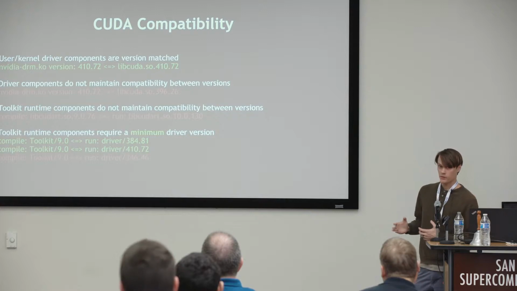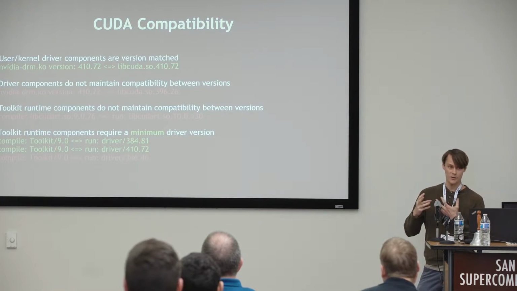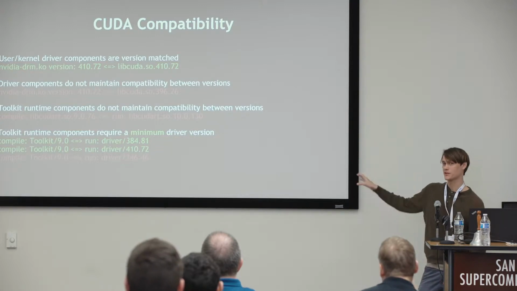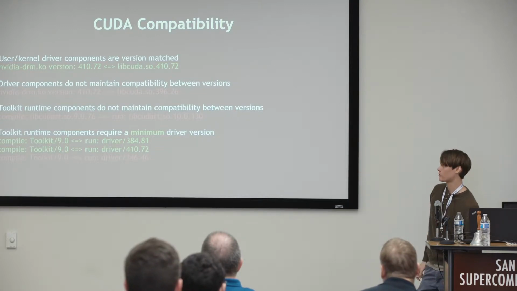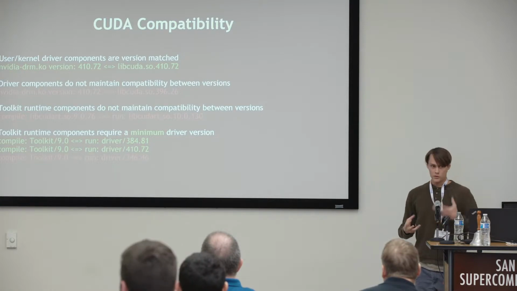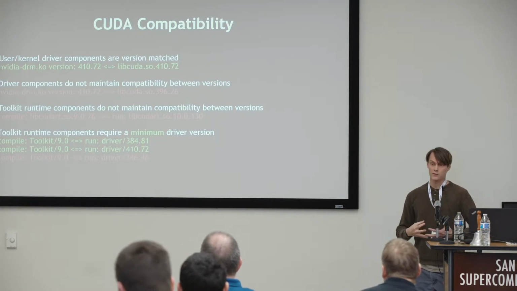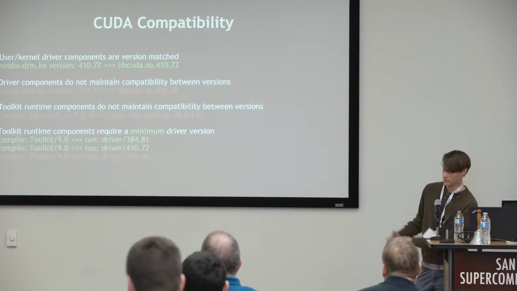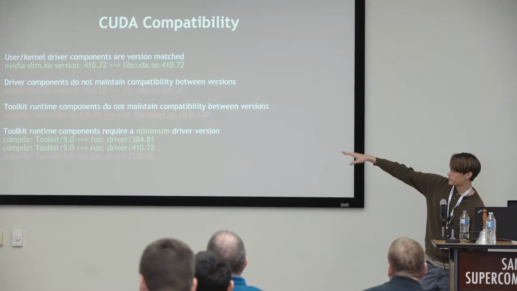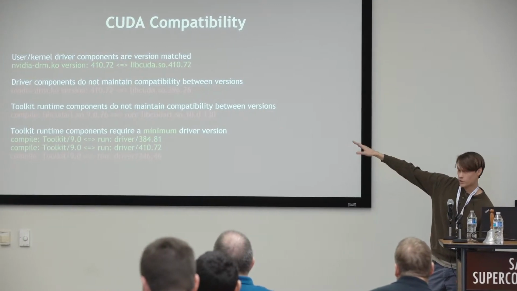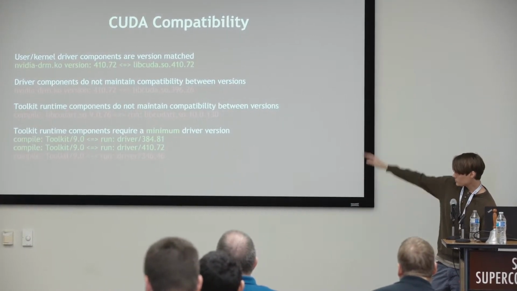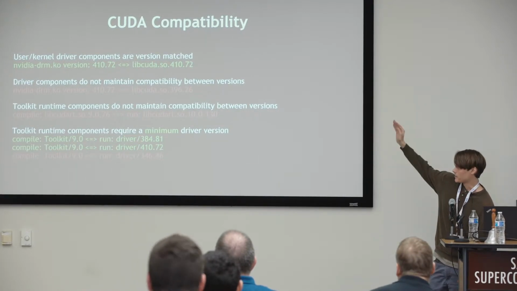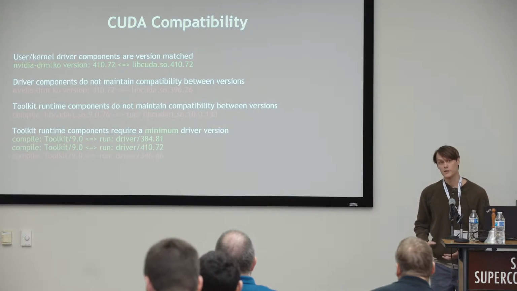To determine that, we have to know how all of those components interact with each other. We're going to run through this. Looks like the red's hard to read. That's okay. The takeaway is pretty simple on the next slide. The user space and kernel space driver components are exactly version matched. If you're on a CUDA system that's appropriately set up and you look at the version of one of the kernel modules, such as the DRM kernel module, that version will exactly match libcuda.so, for instance. And there is no cross-version compatibility there.